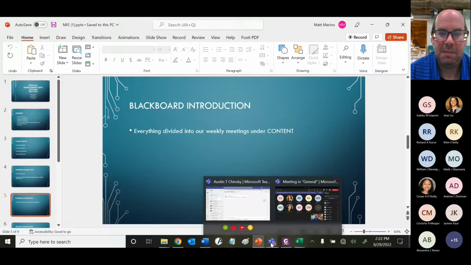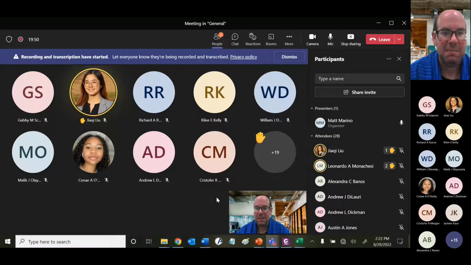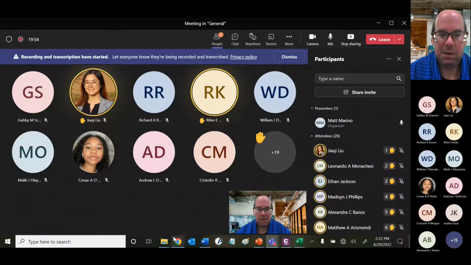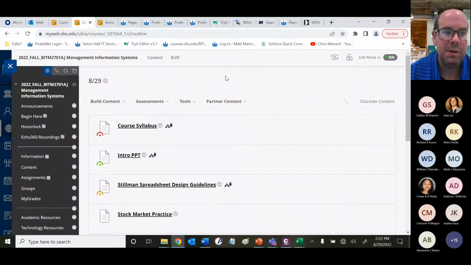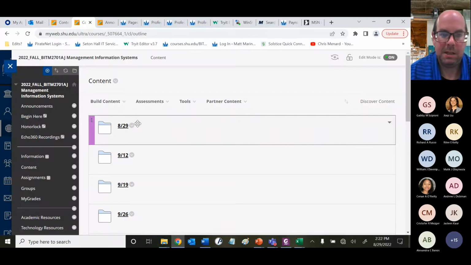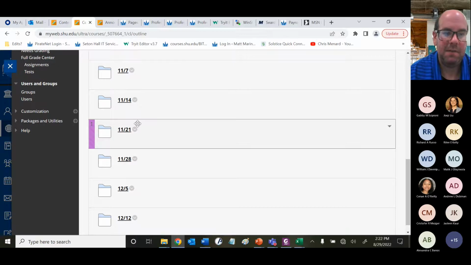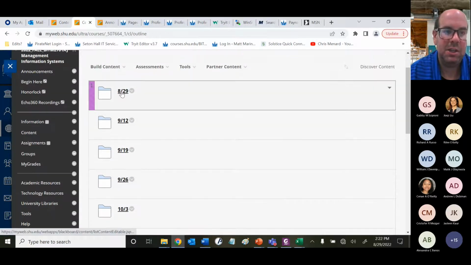So who has used Blackboard before? Anybody in class? Have you all used Blackboard, or are you all freshmen right out of the box today? Okay, so the way I try to set things up, I try to make it very easy for you. You just click the content tab, and literally all of our meetings have folders. So every class meeting we have has a folder. You just click the folder.